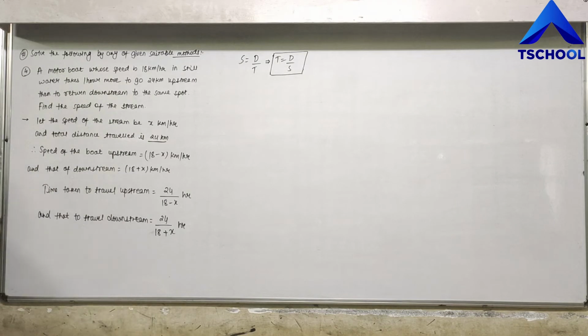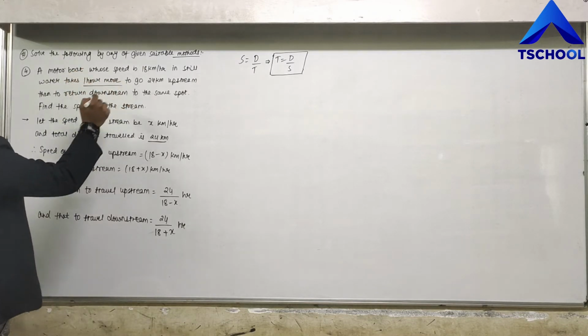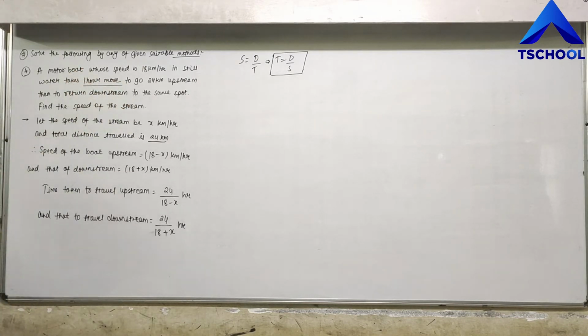Now we got the times individually, that is time taken to travel upstream and time taken to travel downstream. Now we need to relate this given condition, that it takes 1 hour more to travel upstream than to travel downstream.